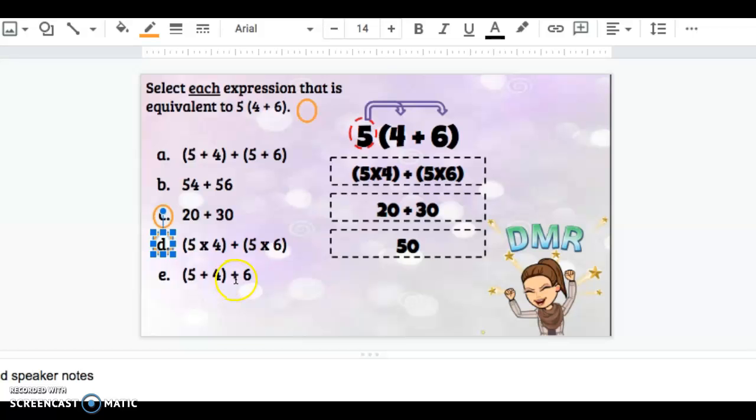5 plus 4 parentheses plus 6. I don't see that. So those are your two answers.